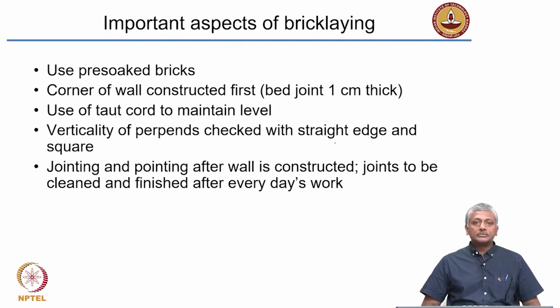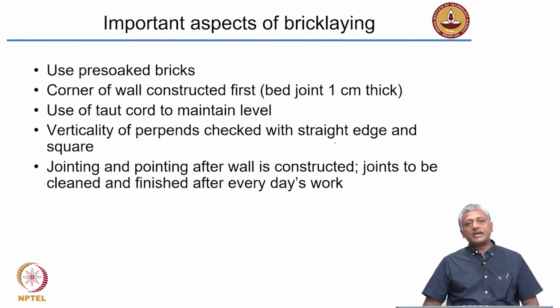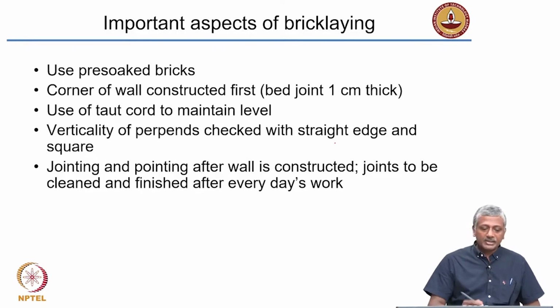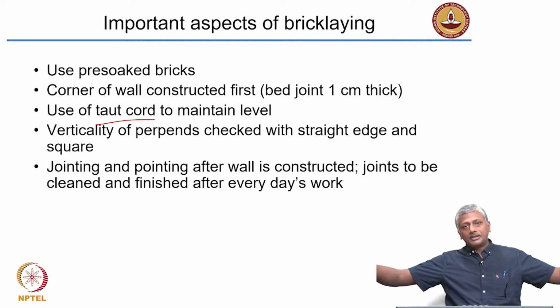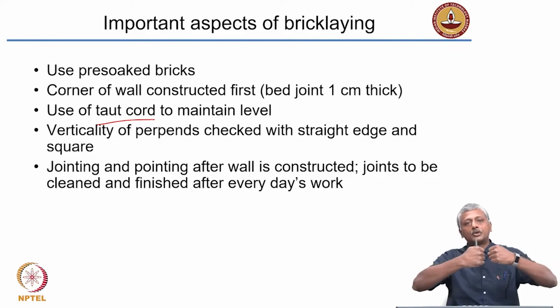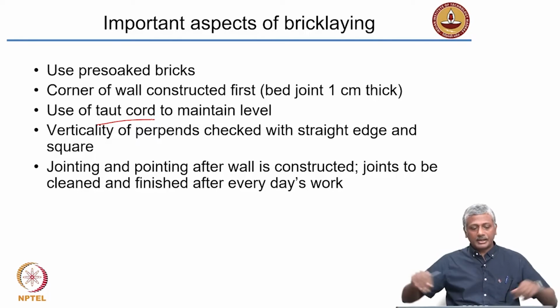Now, again coming back to the overall process of masonry, you need to use pre-soaked masonry units or pre-soaked bricks. Again, this is to avoid the absorption of moisture from the mortar. The corner of the wall, as I said, is constructed first and then you move towards the center. The level in each masonry course has to be maintained properly, and that is done by using a string or a cord which is held very tightly, okay? And then you establish the verticality with a plumb bob and use this cord, pulled very tightly, to ensure that each brick is placed exactly in a horizontal line.